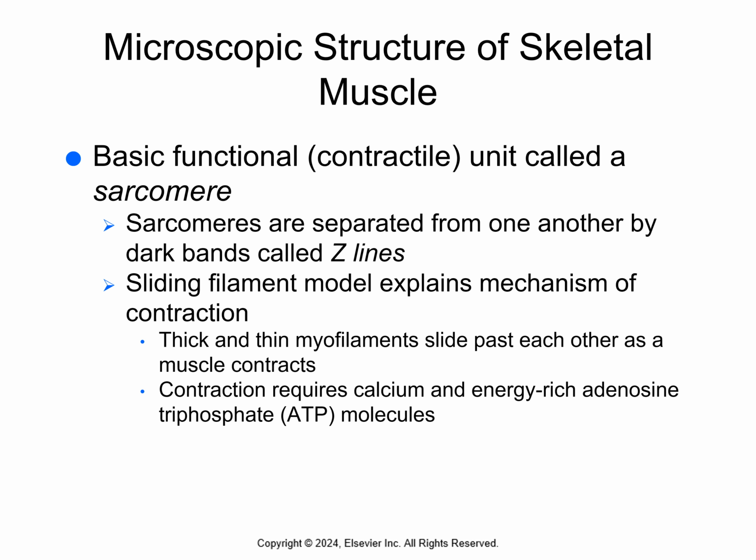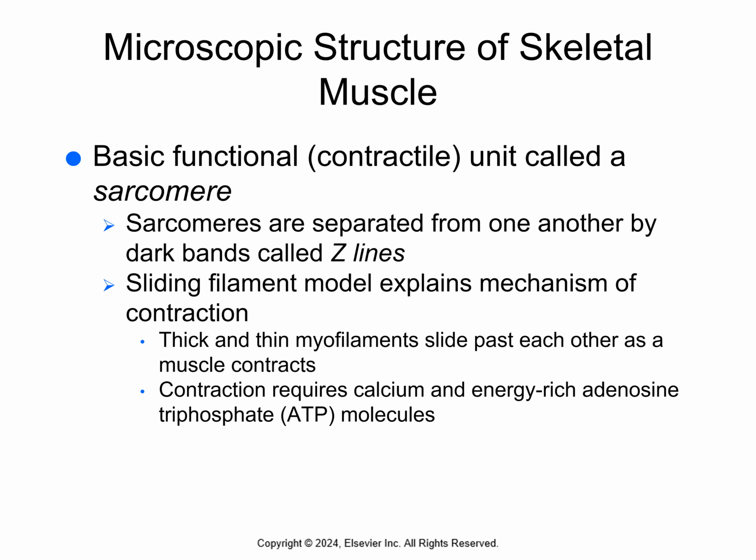So, and then let's explain it from here. The basic functional contractile unit is called a sarcomere. That's the contracting side: thick and thin filaments. Each sarcomere will be separated from one another by dark bands called Z lines. All right. And then it says, sliding filament model explains the mechanism of contraction.